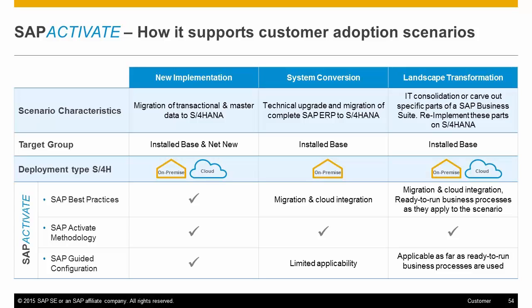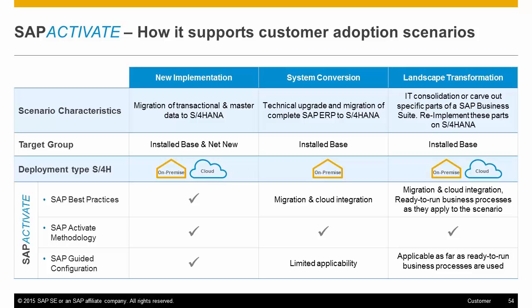New implementations are fully supported by all elements of SAP Activate. System conversions still take advantage of migration and cloud integration best practices. However, as we migrate an existing customer system, in this case with existing business configuration, the pre-configured processes might not apply. Moreover, as these existing customer configurations typically have not been modeled according to content lifecycle management scenarios, SAP Guided Configuration does not support this scenario.